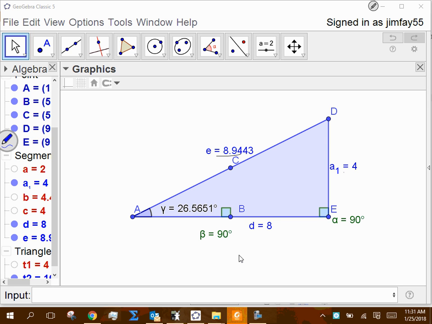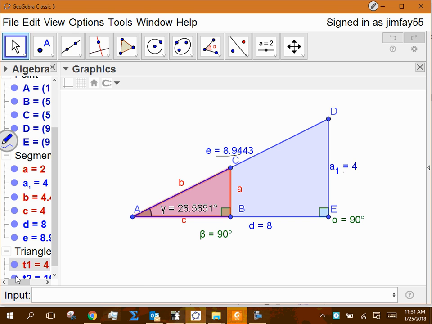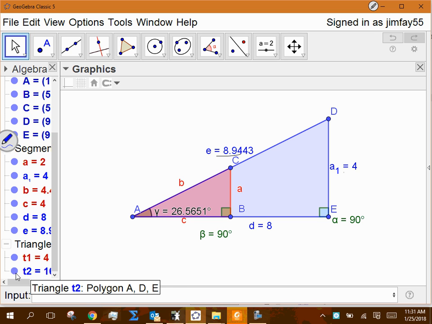So the sine of that angle is telling you the ratio of those side lengths. Now here's the thing. It doesn't matter how big that triangle is. So let's look at this triangle. Would you agree that triangle is different? But does it have a right angle? The red triangle and the blue triangle have a right angle, right? Do they both have this angle here that I called gamma at 26.5651, right? So the red triangle and the blue triangle are similar.